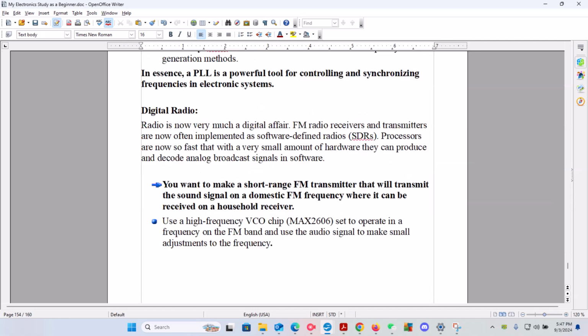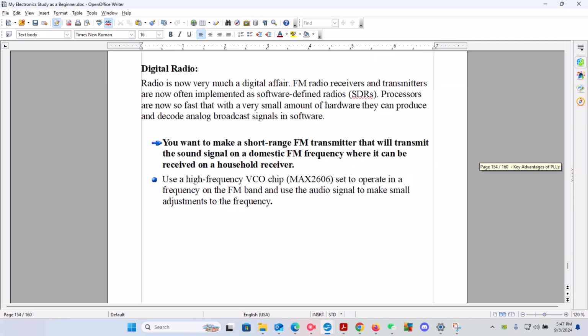Now let's talk about digital radio. As you know, radio is now a much more digital affair. Because we're dealing with FM, your FM radio receivers and transmitters are now implemented as software-defined radios, or SDRs, which is another topic. Processors are now so fast that with a very small amount of hardware, they can produce and decode analog broadcast signals in software.